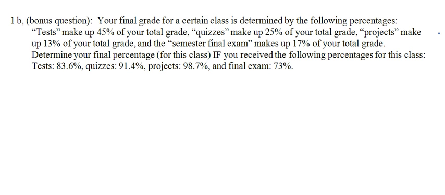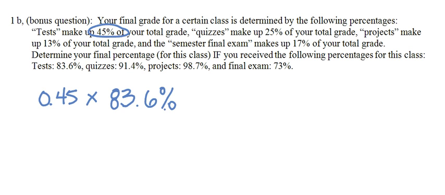Now, if you got 100% on all of these, it's a no-brainer. However, we have to find out what our actual percent is. So, since the tests make up 45%, I'm going to take 0.45, that's what makes up my total. And I'm going to multiply it times 83.6%. Now, I'm going to leave that percent on there because this is a unit that's different than this. So 45% of my total grade comes from tests. Well, how much did I earn? Well, I earned 83.6.